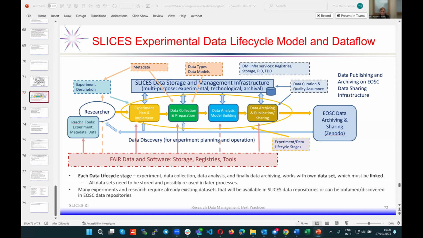Nadia is saying in the chat that she likes Data Steward Wizard. I look at the Data Steward, surely, but their tool is mostly for creating DMPs in JSON format. So machine readability and machine actionability are different issues.